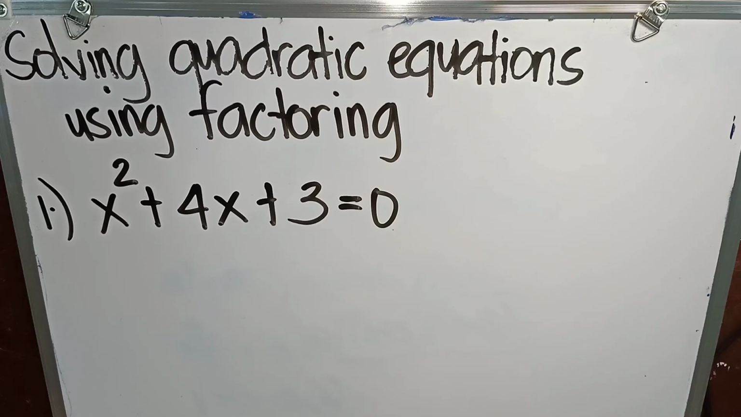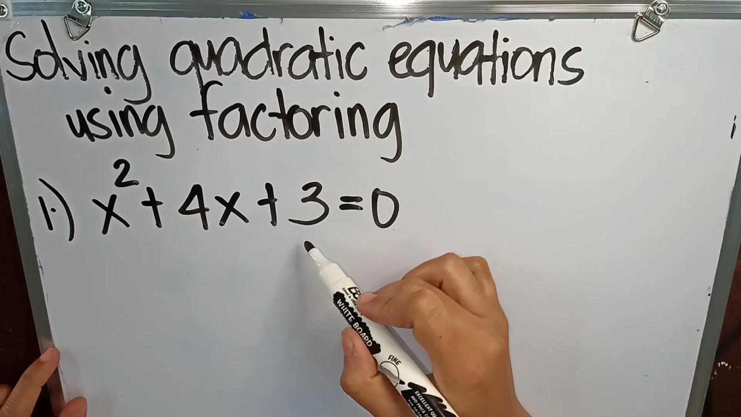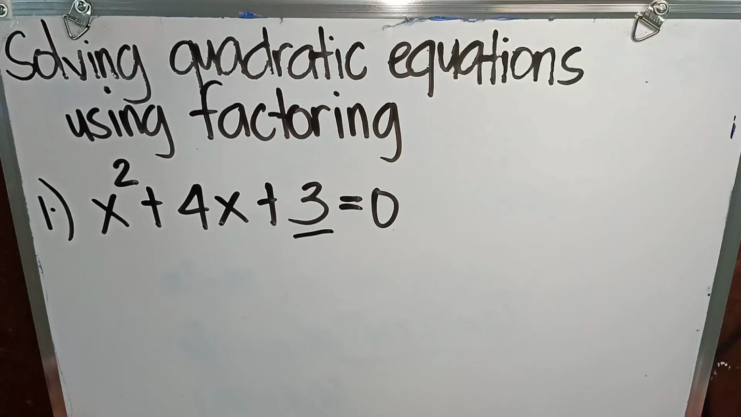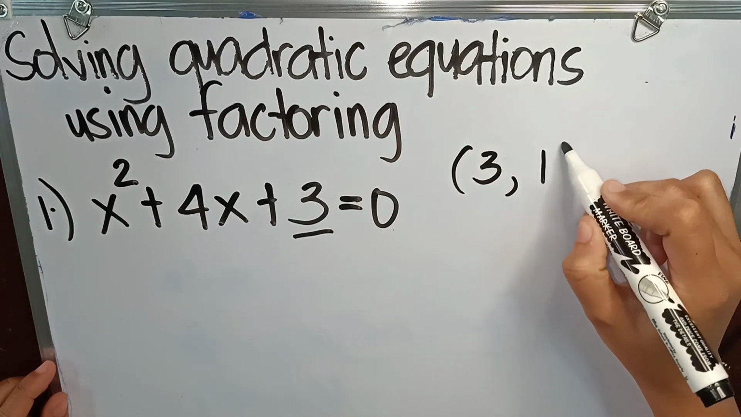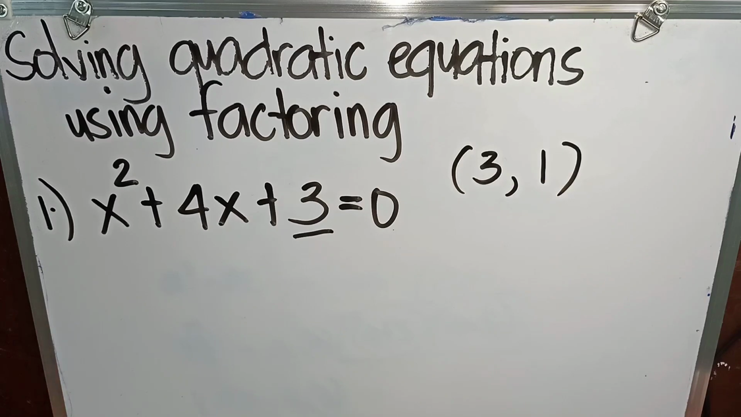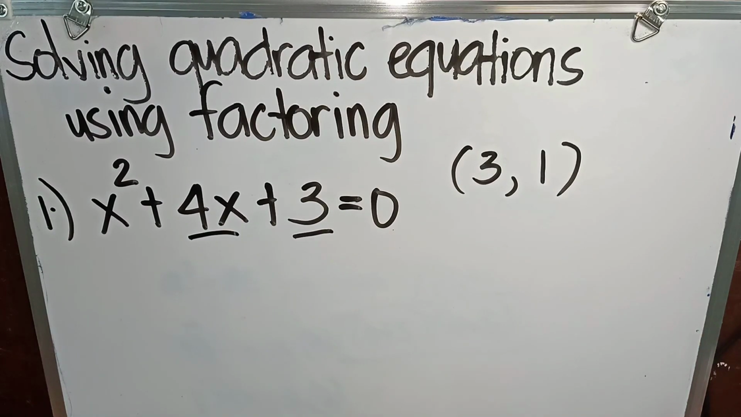x squared plus 4x plus 3 equals 0. This is a quadratic equation and at the same time, standard form. First thing to do is to find the factored form of your value c, the third term or your constant term. What are the possible factors of 3? So we have 3 and 1. If you're going to sum them up, the sum will be your b or your linear term.